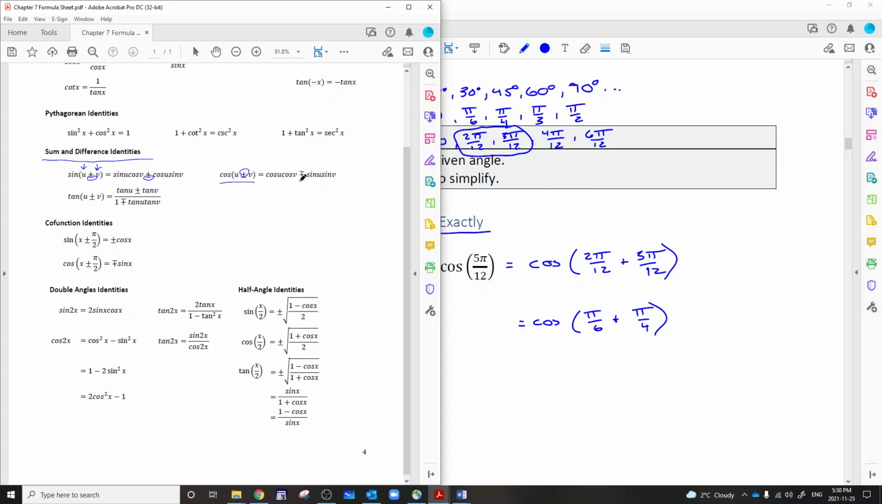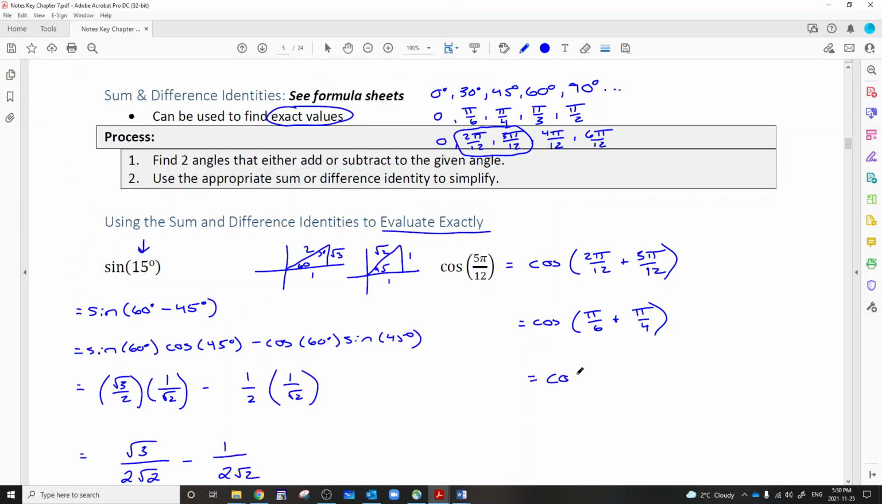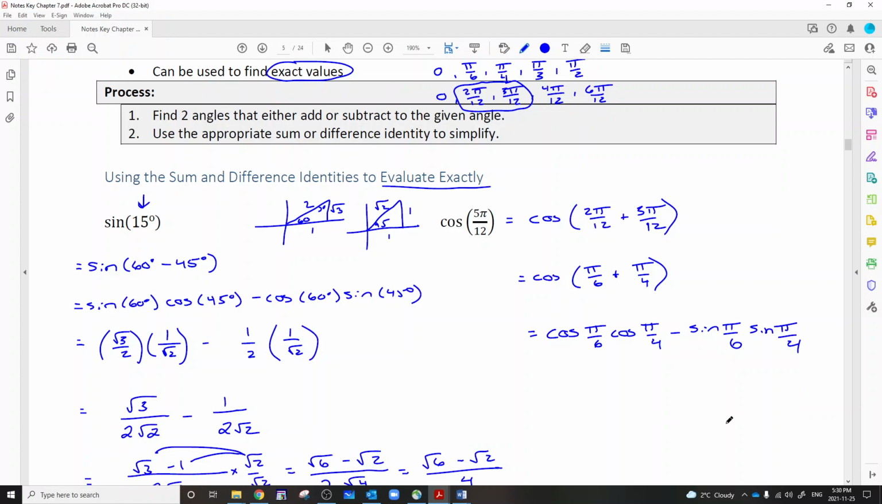Now look at how this is flopped. When you have an addition, you're going to be subtracting in your expansion. So this will be cos of the first angle, cos of the second angle, minus sine of the first, sine of the second. So let's write it: cos of the first, cos of the second, minus sine of the first, sine of the second. Okay, now unfortunately we didn't use 30 degrees in the one before, so we've got to draw triangles again.